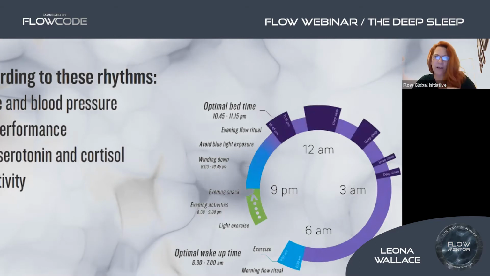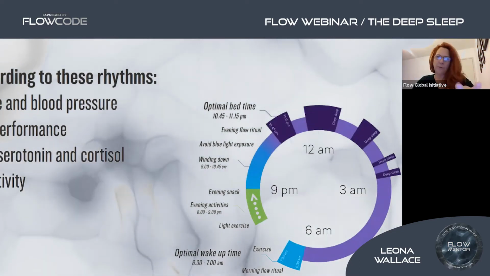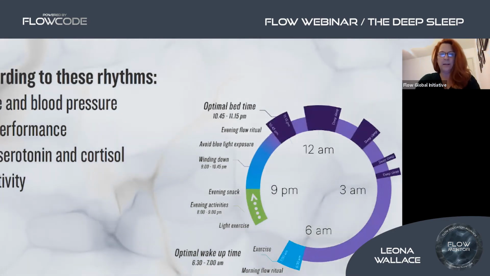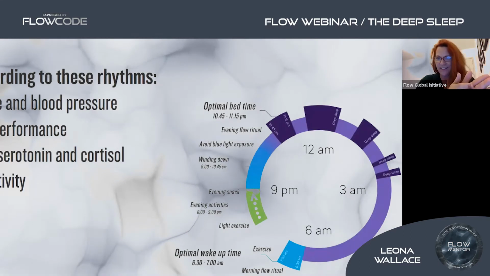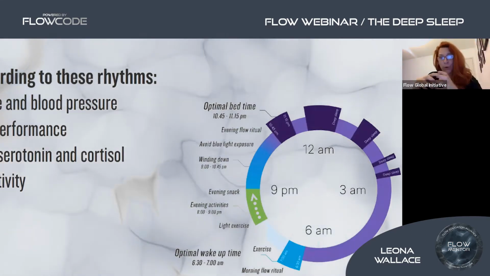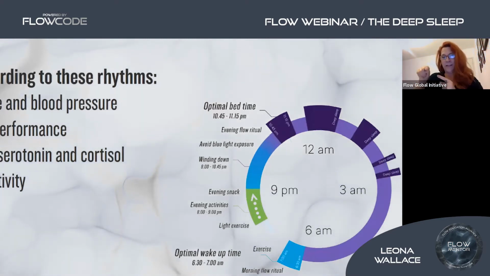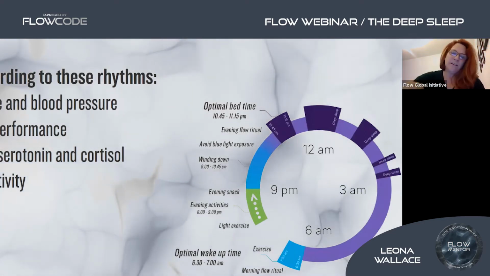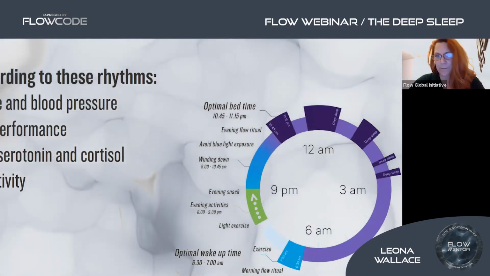When you look at this rhythm, we're going to go through this in more detail. What you're going to see is there's an optimal time to be waking up every day between 6:30 and 7. And then you could do a morning ritual of flow, like a 30-minute ritual. Then you have your whole day go by. That's kind of the light blue area.